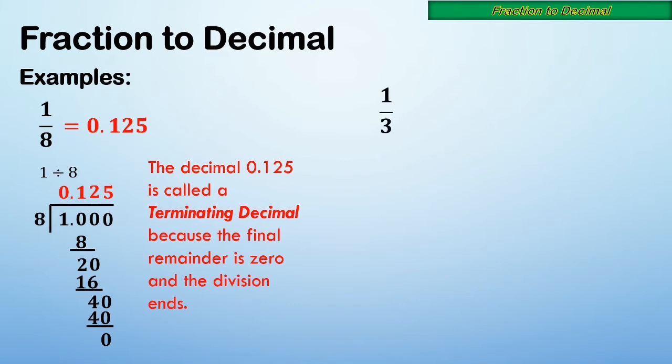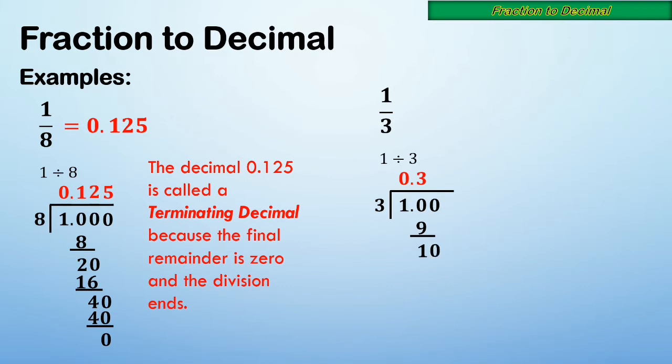Change 1/3 into decimal form. Same process. 1 divided by 3. You have the long division. 1 divided by 3 cannot be. That's why it is 0. Another 0. 10 divided by 3 is 3. 3 times 3 is 9. Then subtract. You have here 1.